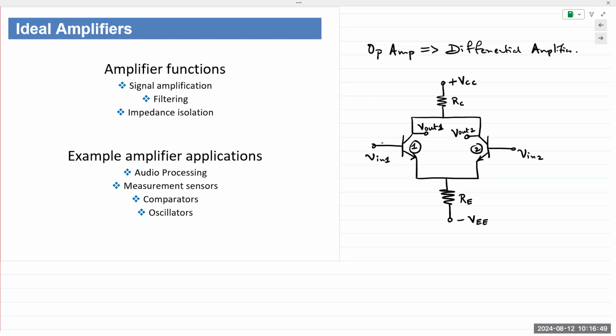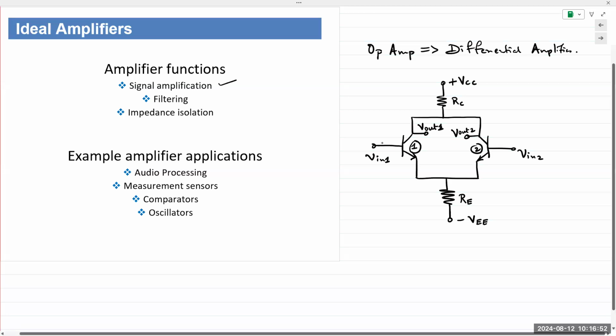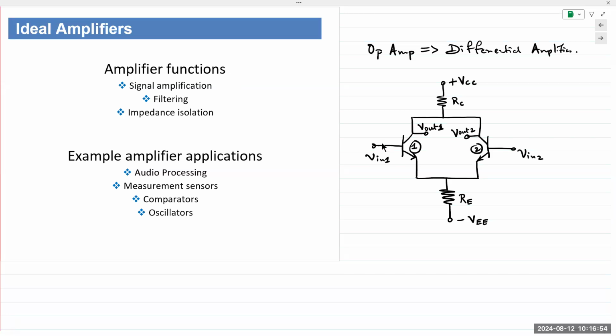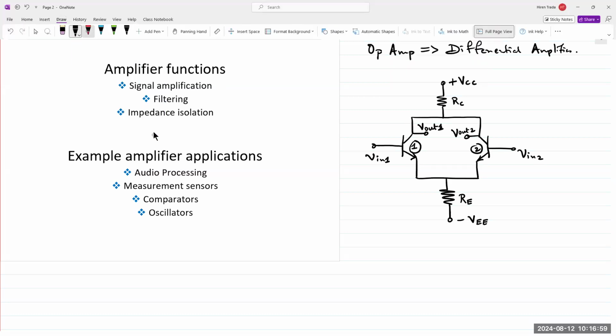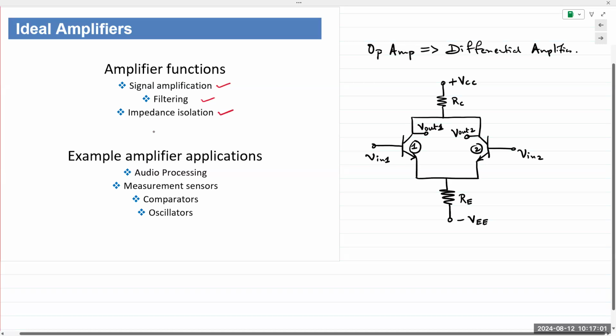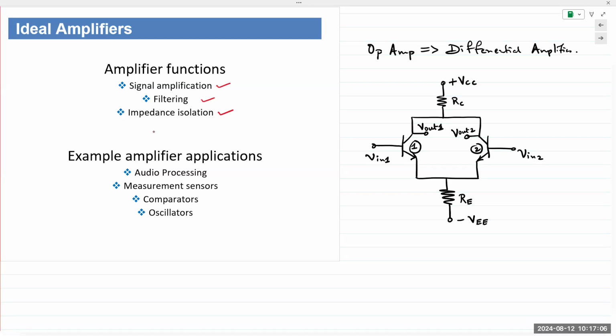Okay, so an amplifier functions, basically you have signal amplification and filtering, two of the most important functions. Then you have impedance isolation. Think of it as, let's say, resistance. If you have an electric or electronic system, the input should always have very high resistance or very high impedance, meaning the input side should not load the incoming signal.